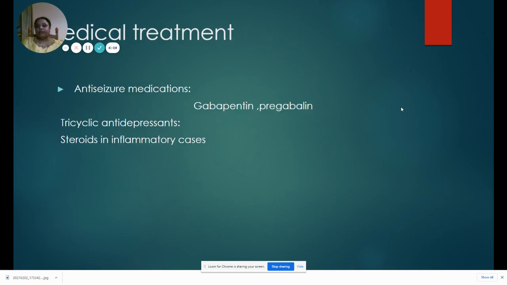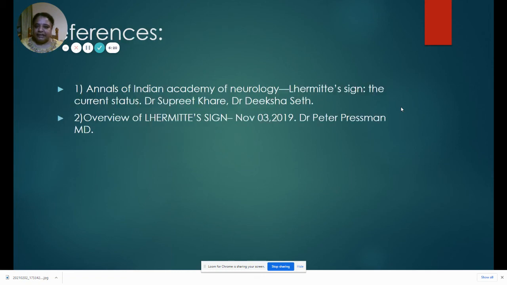So how do you do the medical treatment? You can give anti-seizure medications like gabapentin and pregabalin. You can give tricyclic antidepressants, and steroids in inflammatory cases. So this finishes the Lhermitte sign.